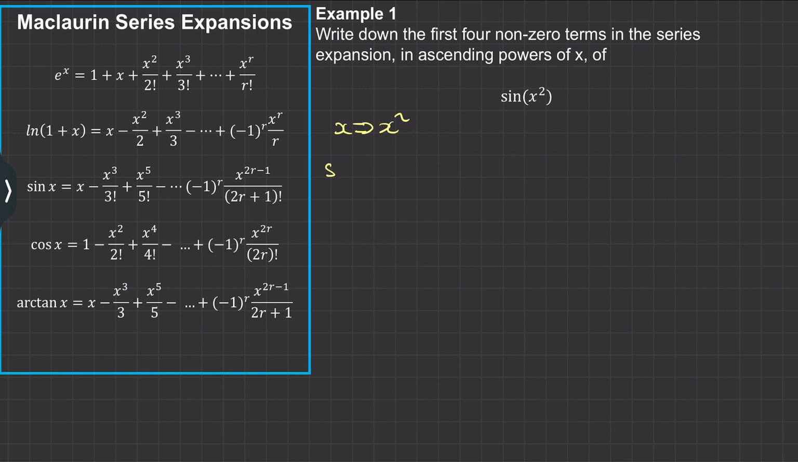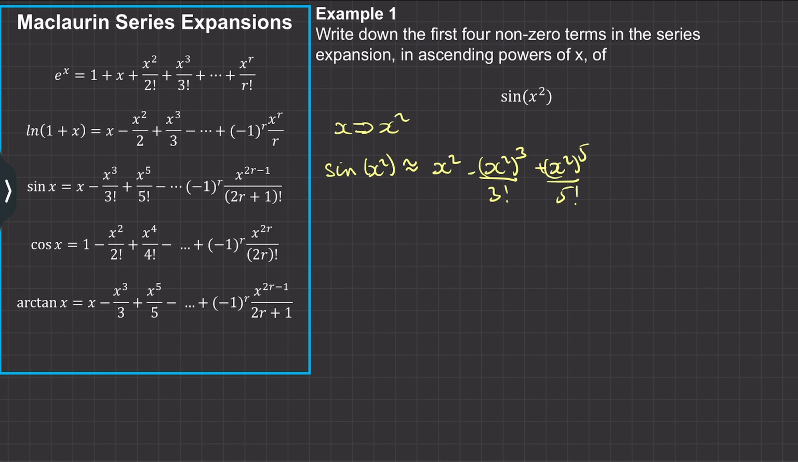So we can say that the sine of x squared will be approximately equal to, because we're not looking at all the powers of x, just the first four non-zero terms, well, we have our x term, which is mapped onto x squared. We have x cubed, so that becomes minus x squared to the 3 over 3 factorial, plus x to the 5, so plus x squared to the 5 over 5 factorial.